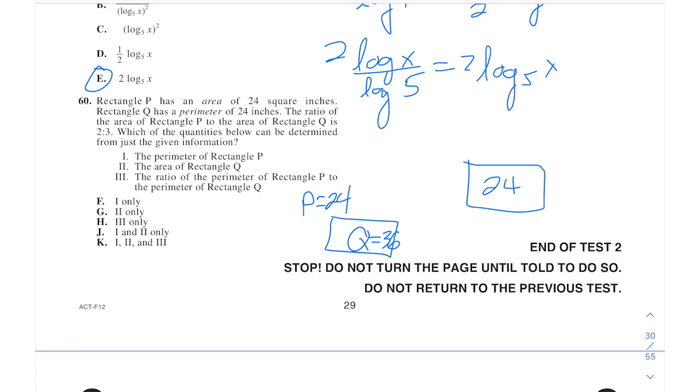So perimeter of P, we don't know. For rectangle P over here, we don't know anything about that one because it could be 2 and 12 or 3 and 8, for example. So say no to Roman numeral 1. The area of Q, yes, we do know that. And since they don't have 2 and 3 as an option, it has to be G.